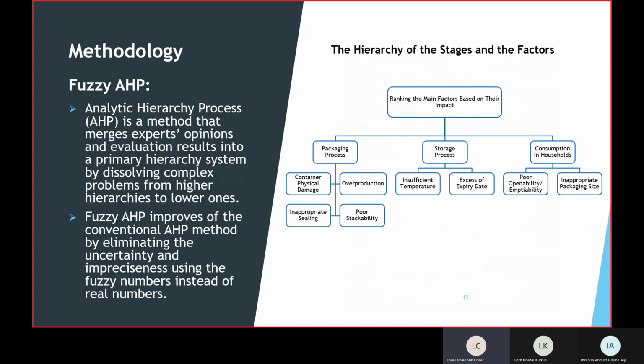Coming forward to the fuzzy AHP, which is a method that merges experts' opinions and evaluation results into a primary hierarchy system by solving complex problems from higher hierarchies to lower ones. Fuzzy AHP improves on the conventional AHP method by eliminating the uncertainty and impreciseness, using fuzzy numbers instead of real numbers. The hierarchy shows our 3 stages and its factors.